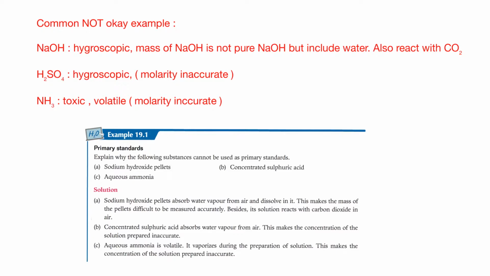So the first one would be sodium hydroxide. Sodium hydroxide, you have to know that it is hygroscopic. That means it will absorb moisture in the air. So just now we have mentioned, if it absorbs the moisture in the air, the mass of NaOH will not be accurately measured because some of it may include water as well.